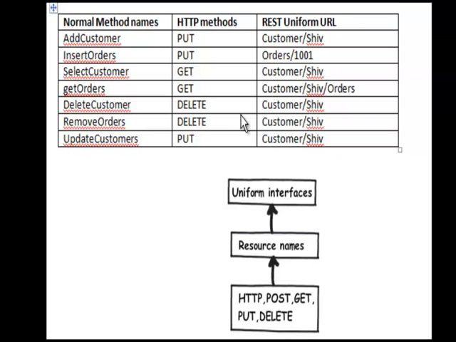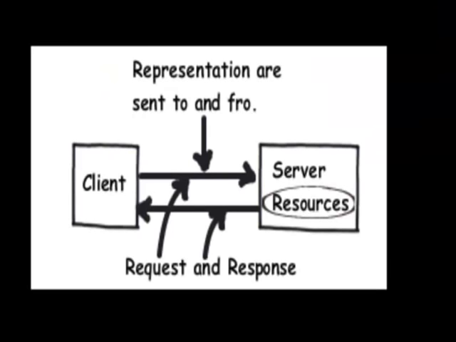So in other words, uniform interfaces is nothing but basically a combination of your old HTTP protocol methods, that is post, get, put, delete, with your resource names. And by doing this, what you achieve is simplified communication. So this is the third important principle of REST. Keep your interfaces simple. The fourth principle for REST is all communications are done via representations.